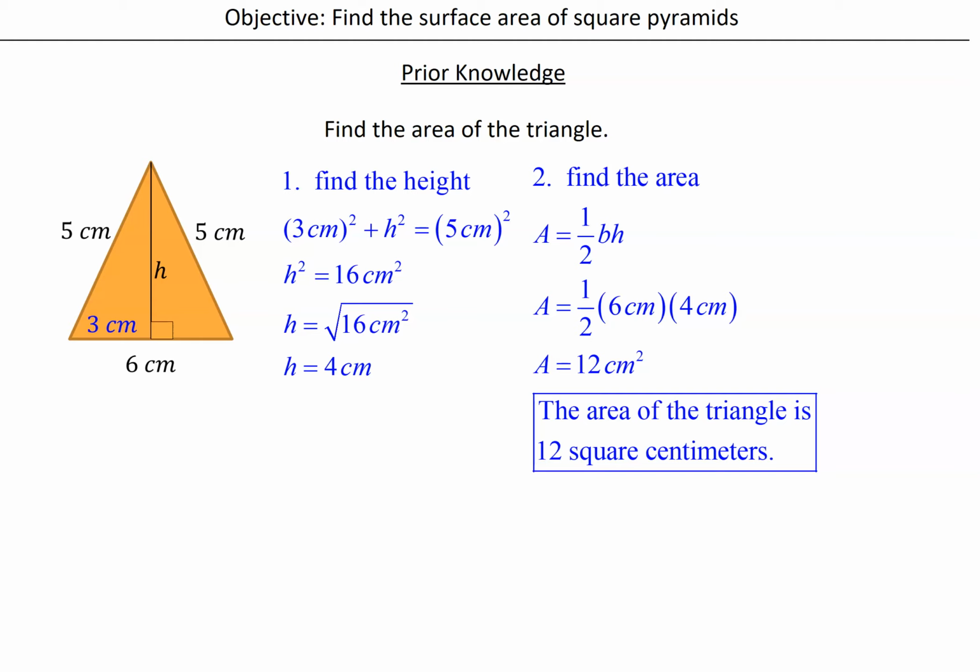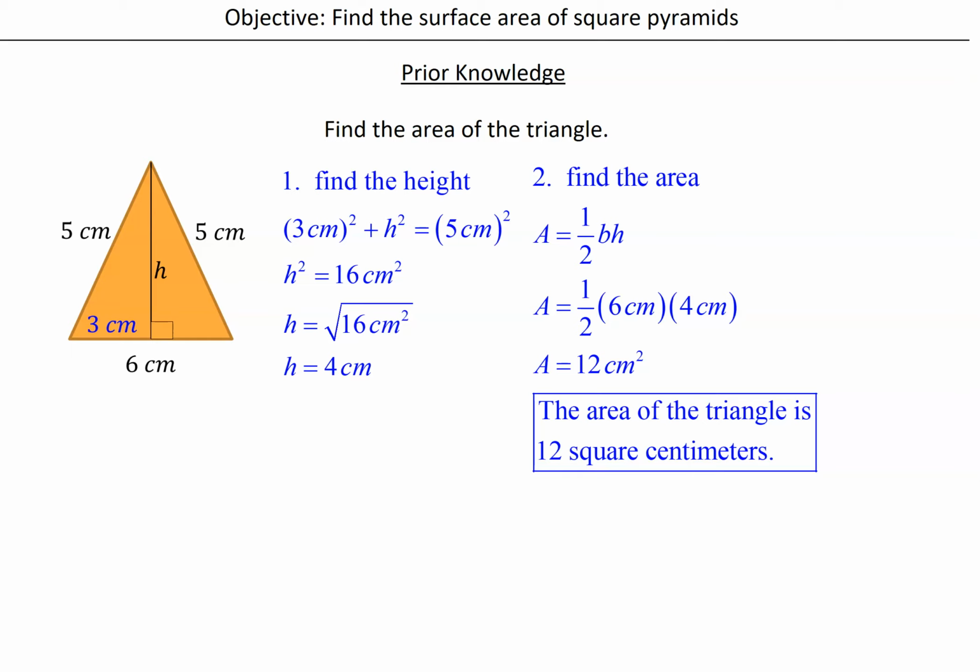In this lesson, we're going to talk about how to find the surface area of square pyramids. One of the bits of prior knowledge that we will often need to remember and use is finding the area of a triangle, since with square pyramids, it will have sides that are triangles. And if we're finding surface area, then we'll need the area of all those triangles as part of it.